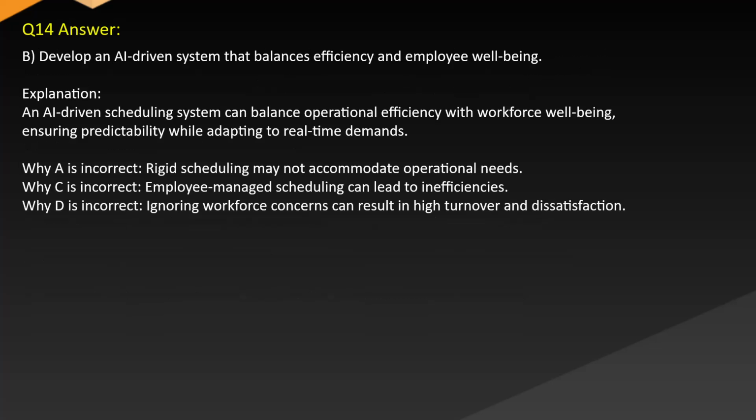Answer: B. Develop an AI-driven system that balances efficiency and employee well-being. Explanation: an AI-driven scheduling system can balance operational efficiency with workforce well-being, ensuring predictability while adapting to real-time demands. A is incorrect. Rigid scheduling may not accommodate operational needs. C is incorrect. Employee-managed scheduling can lead to inefficiencies. D is incorrect. Ignoring worker concerns can result in high turnover and dissatisfaction.